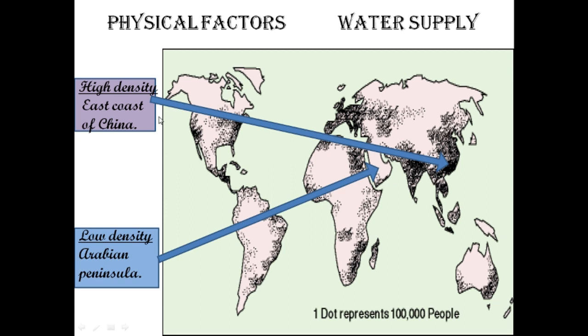Let's see these two areas. This is a high density area. We were talking about the east coast of China. See here, this is a densely populated area. I have given this world map which is based on the distribution or the density of the population. And the low density area is the Arabian Peninsula. Let's see here, water availability is not according to the needs of the people. So density is less here.